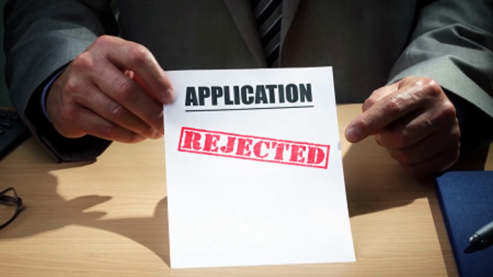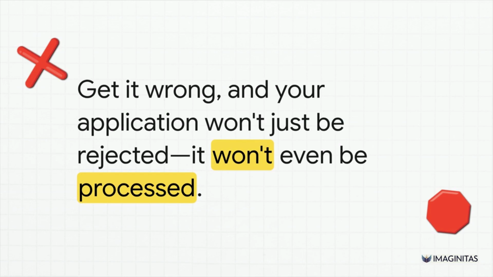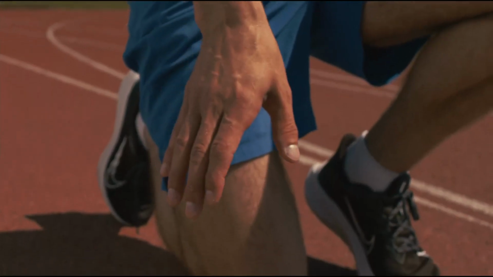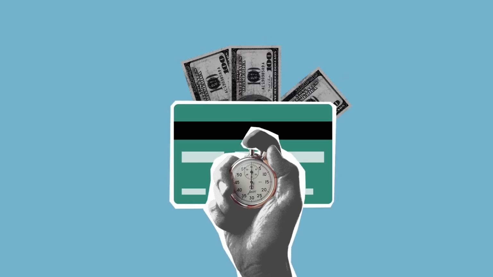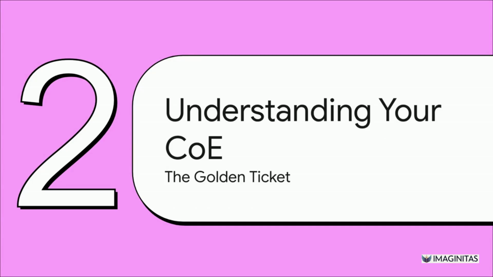Now that's worse than a rejection. A rejection means they looked at it and said no. Invalid means it's like you never even applied. You're back to square one and you've lost valuable time and money. So what exactly is this right evidence we keep talking about?